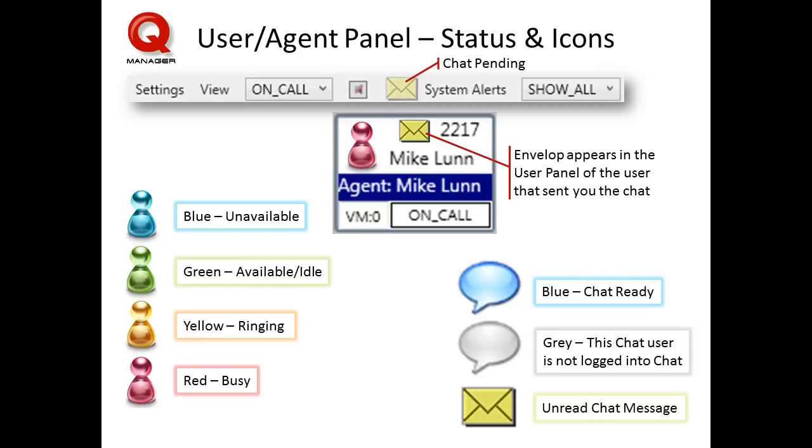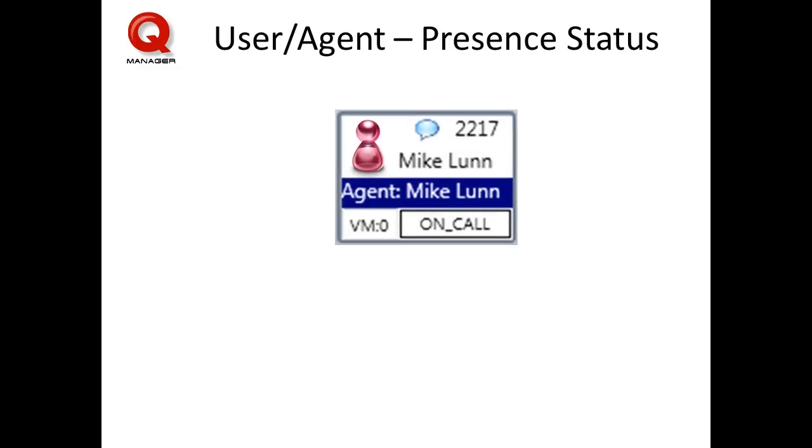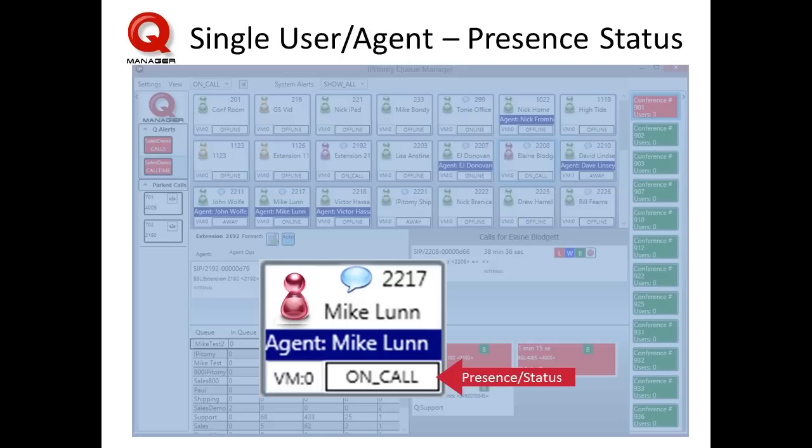You can retrieve a chat message by clicking on the pulsating envelope in the toolbar to get the first pending message, or you can click on the envelope that is present in the user agent panel of the user who sent you the message. In this way, you can select which message you review first. Presence is available to anyone using Call Manager. Presence indicates the status of QManager users.